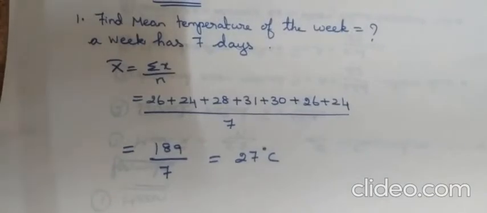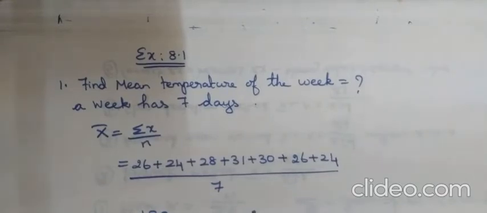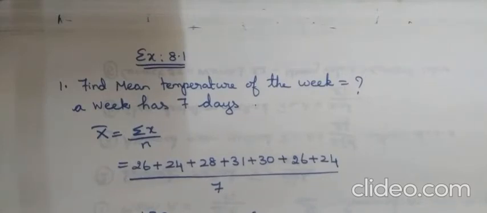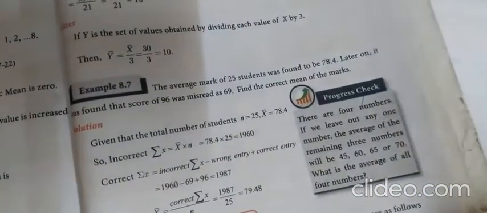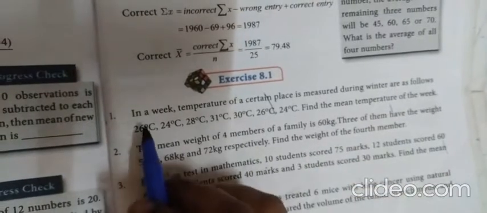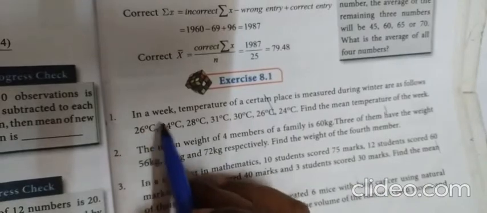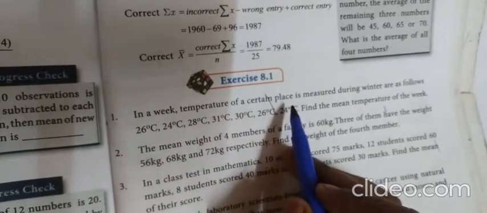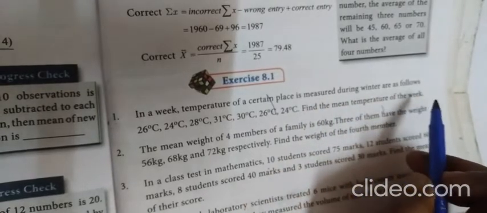Exercise 8.1, page number 277. Statistics, exercise 8.1 is on page 277. Here, the textbook, question 8.1: In a week, the temperature of a certain place is measured during winter as follows.